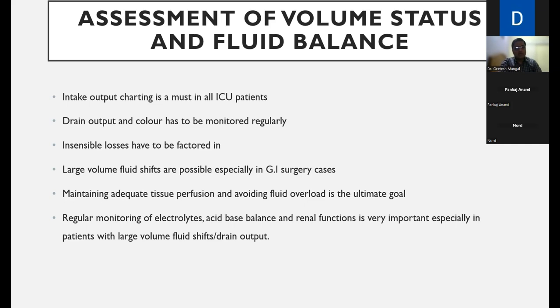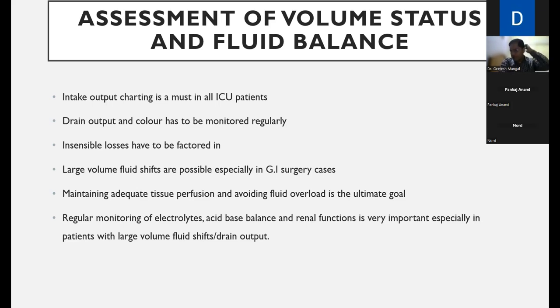Then, maintaining adequate tissue perfusion. The ultimate goal is to maintain adequate tissue perfusion. How do we assess tissue perfusion in ICU patients? That is basically by looking at the capillary refill time, and the global perfusion is assessed by looking at the serum lactate levels. And the easiest marker is the urine. If the patient is passing an adequate amount of urine, that is 0.5 to 1 ml per kg per hour, that means the tissue perfusion is adequate. At the same time, while we are maintaining the tissue perfusion, we have to avoid fluid overload. So that is the balance we want to achieve in surgical patients.